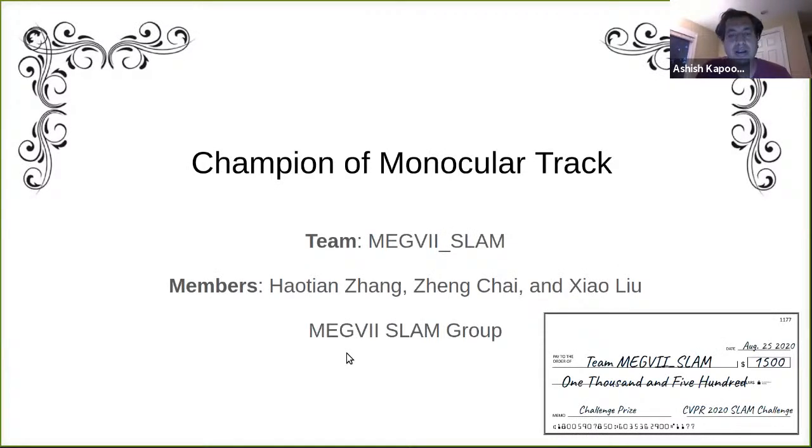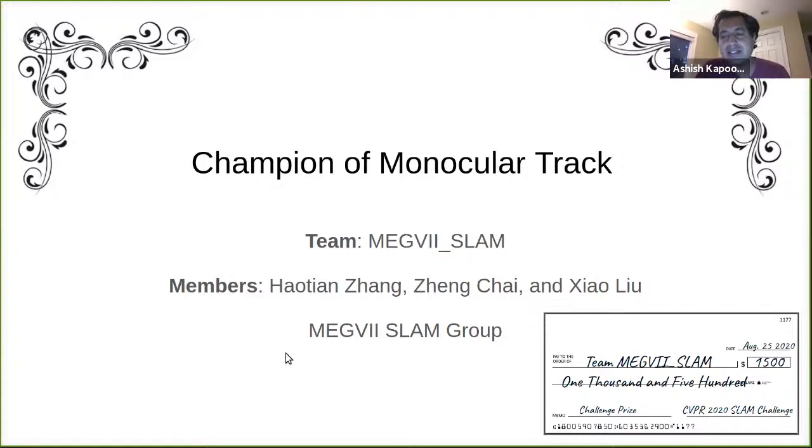The champion of the monocular track is Team Meg7 Slam. Members are Haoxian Zhang, Zheng Chai, and Xiao Liu. Congratulations, and the prize money is $1,500. Congratulations to the team again, and virtual claps from us. It was great to see so much enthusiasm among all the teams towards this hard challenge.